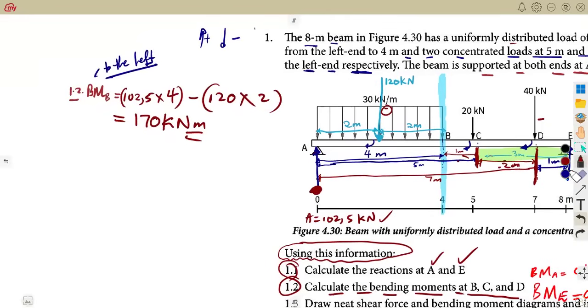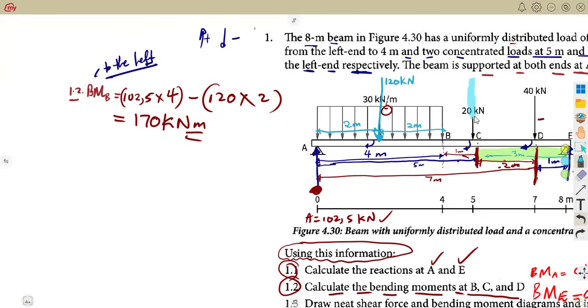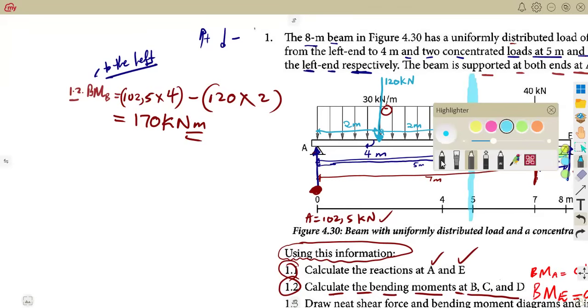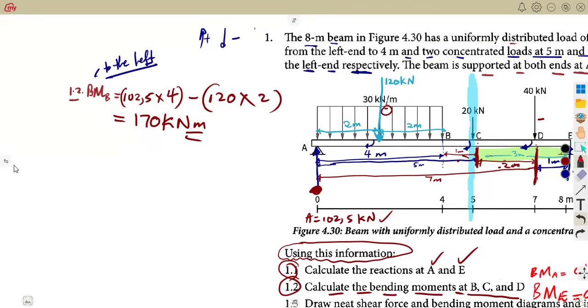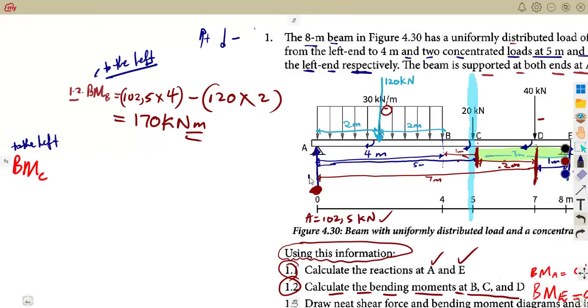All right, so let's consider at C. This time, C is our reference. We are working with C this time. So let's put this one at C. This is the part of our C. They want us to calculate the bending moments considering the point C. So if we are to take to the left, what is it that we have on the left? Force times distance, starting with the positive, back to C.